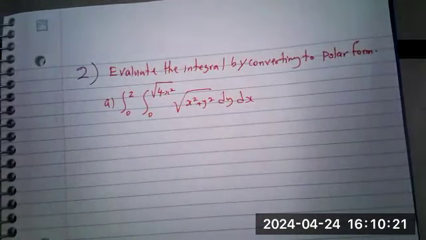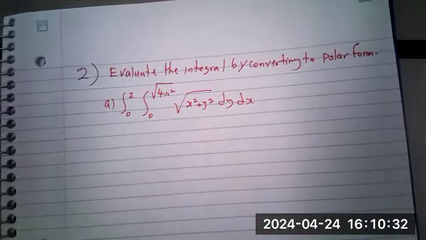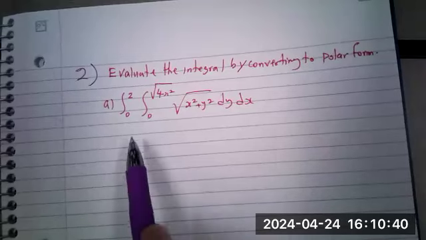Your job is just changing the region first. The region, then for the function, you replace x by r cosine theta, y by r sine theta. In this case, it's going to be just r squared. And then there is an extra r when you integrate it. So check the domain first.